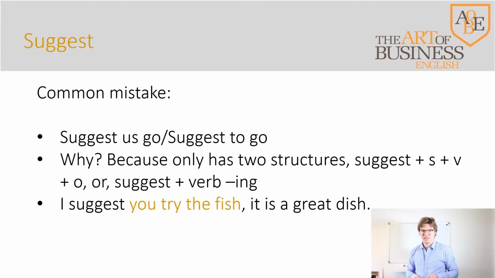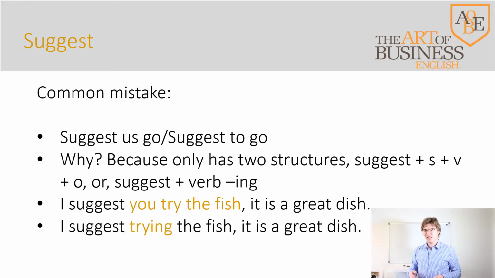Subject, verb, object. There's no pronoun there, okay? Well, there's a subject pronoun, but there's no pronoun that goes after a verb, okay? And the next option is suggest trying the fish. So you can put suggest with no subject, just trying, the verb in gerund. And that would work too. So you've got these two structures, two options. Don't mix them all up, okay? So suggest and recommend follow these two structures, and they're very commonly confused, okay?